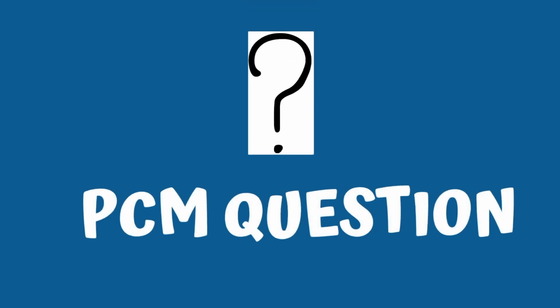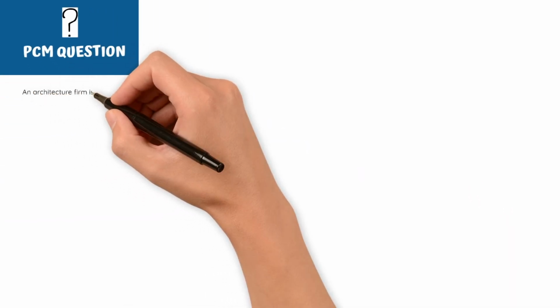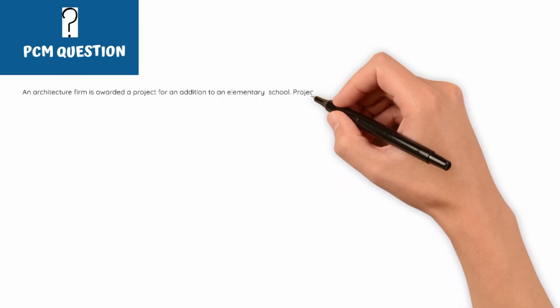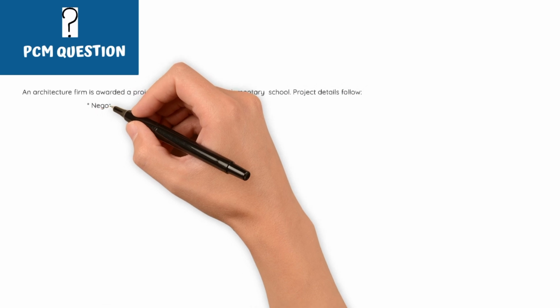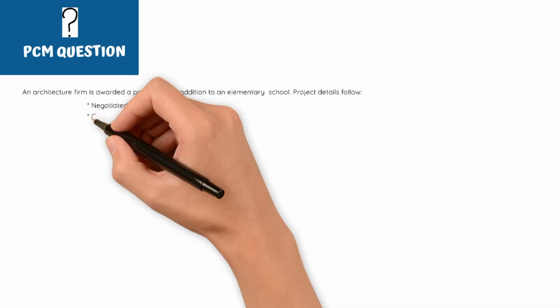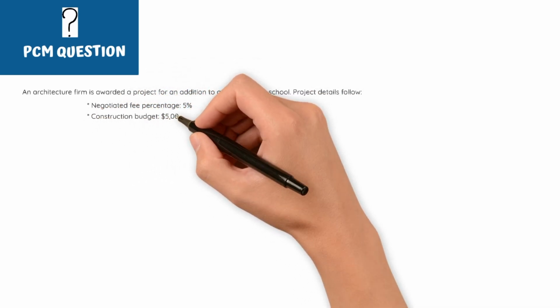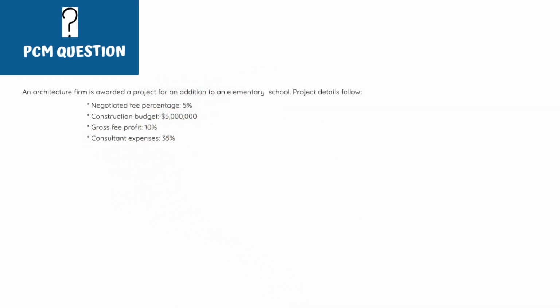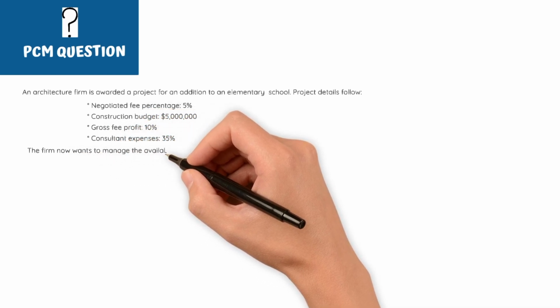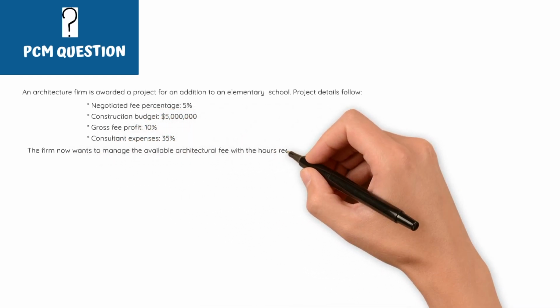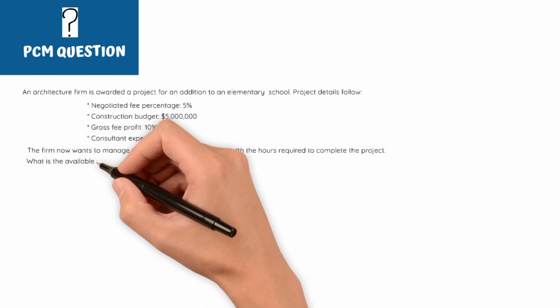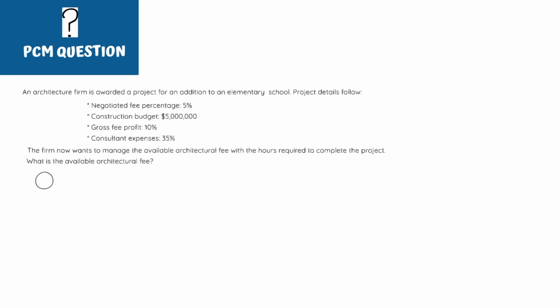So today's question is a PCM question. An architecture firm is awarded a project for an addition to an elementary school. Project details follow. Negotiated fee percentage is 5%. Construction budget is $5 million. Gross fee profit is 10%. And consultant expenses are 35%. The firm now wants to manage the available architectural fee with the hours required to complete the project. What is the available architectural fee?